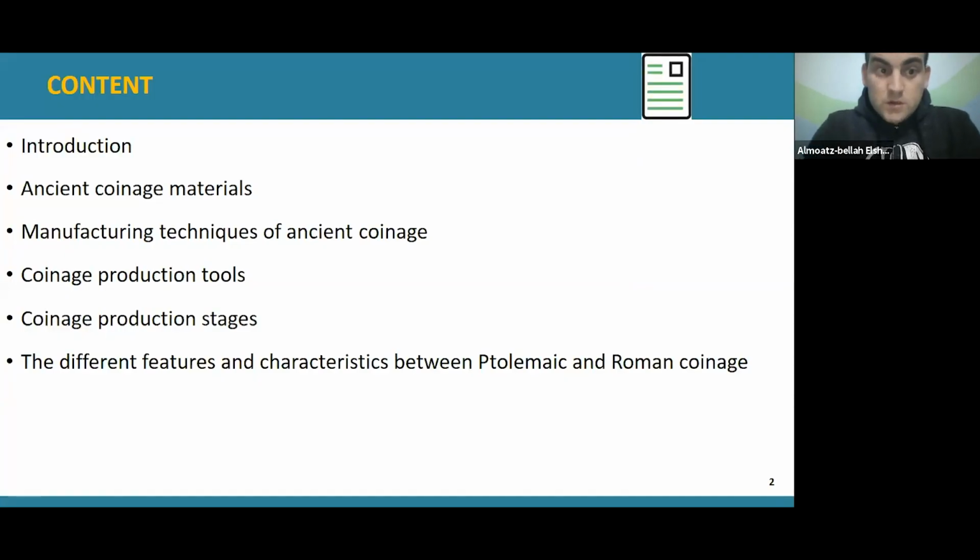The presentation content: introduction, ancient coinage materials, manufacturing techniques of ancient coinage, coinage production tools, coinage production stages, and the different features and characteristics between Ptolemaic and Roman coinage.